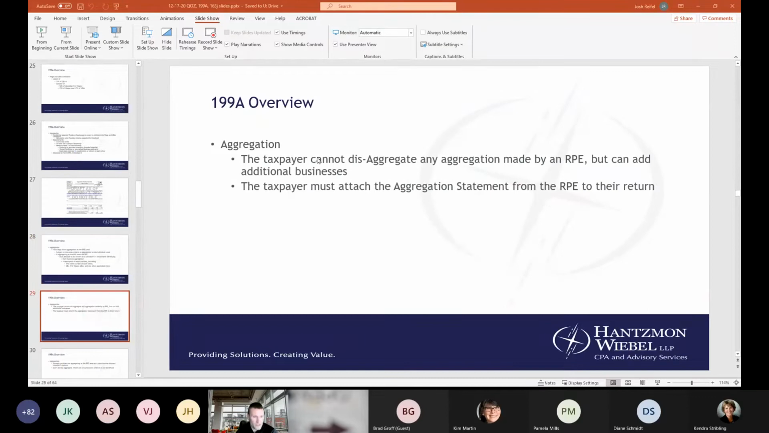All right. The taxpayer cannot disaggregate any aggregation made at the entity level. So if you get a K-1 and that partnership decided to aggregate, the taxpayer is bound by the aggregation. And they must attach the aggregation statement from the pass-through entity to their tax return.